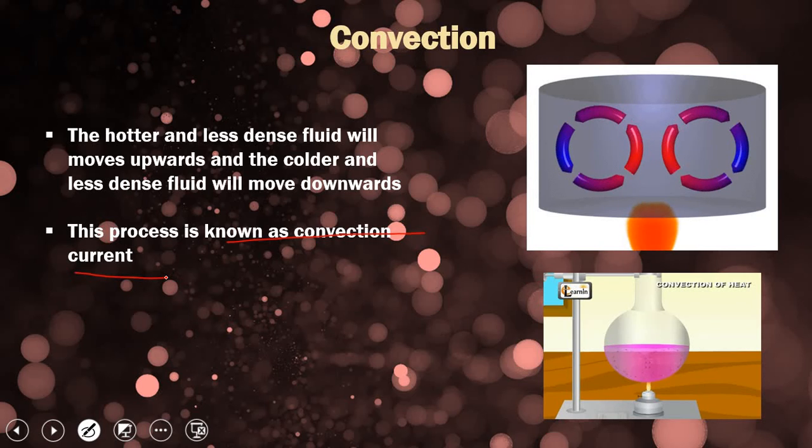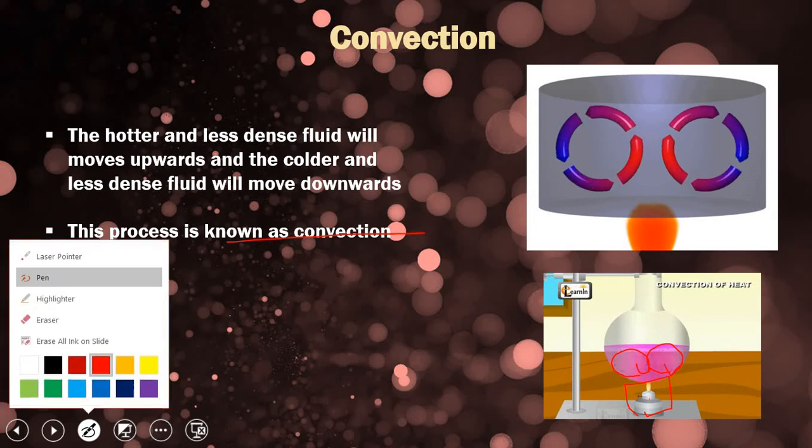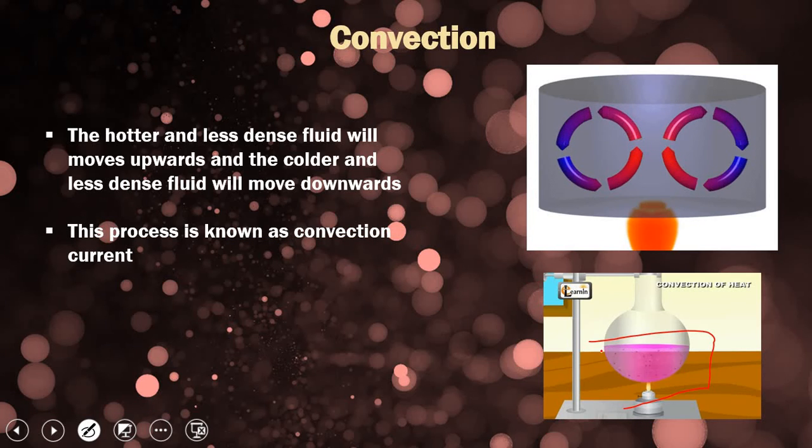So when you look at here, if you do it in the lab, for example, you can see the flow of heat, the flow of the liquid inside here. So this shows that convection will move in a circular motion in a liquid or in a gas medium. So this is how heat is transferred.